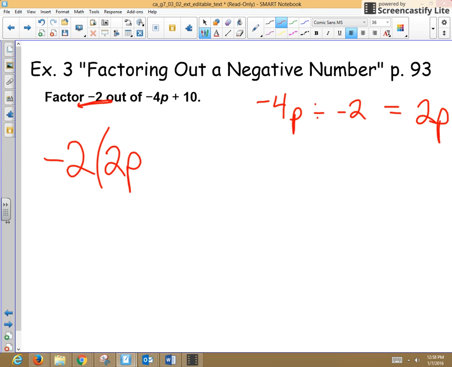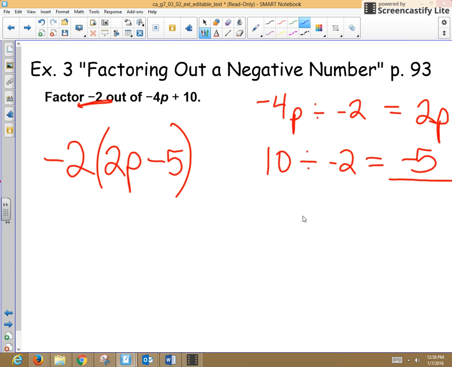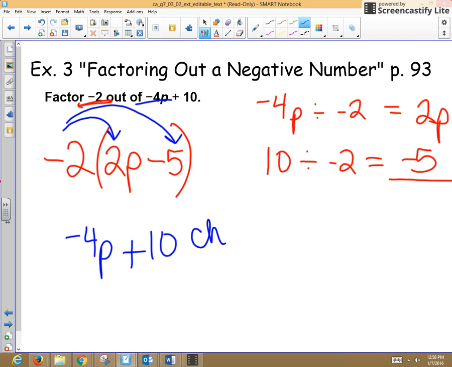Plus, now -2 can go into positive 10 -5 times. Think about it like this. 10 divided by -2 equals -5. So I'm going to put the -5 in the parentheses. Now let's go back and check. -2 times 2p is -4p. That's where we started with. And -2 times -5 is positive 10. So when we check our work, we are correct.